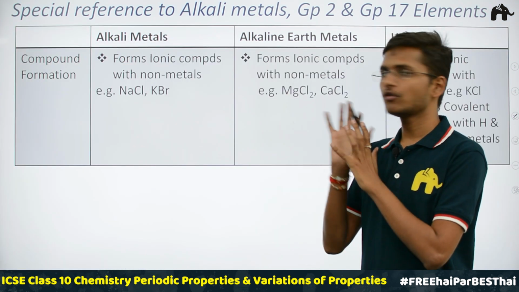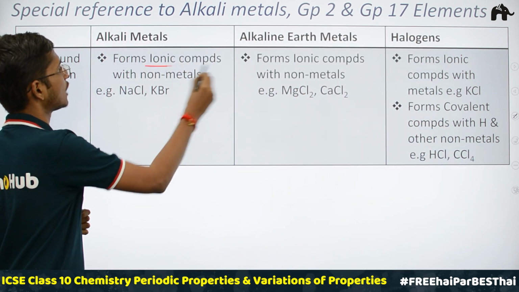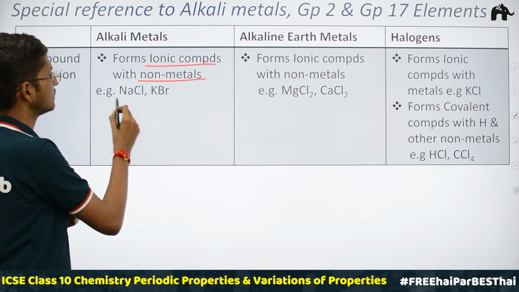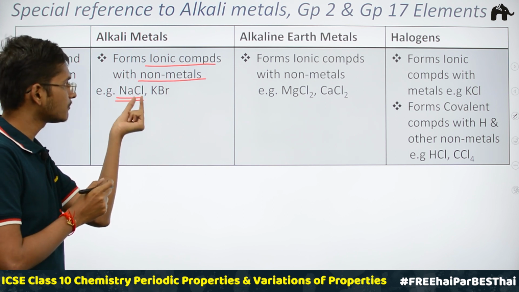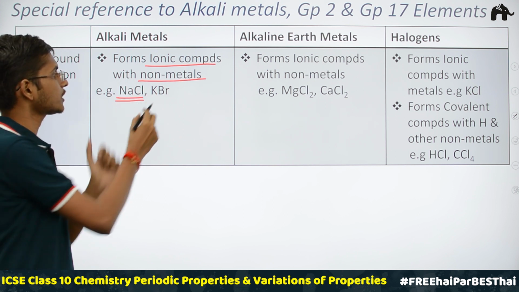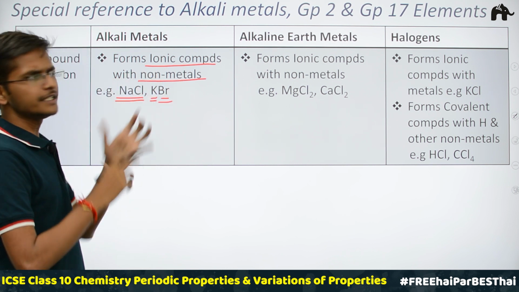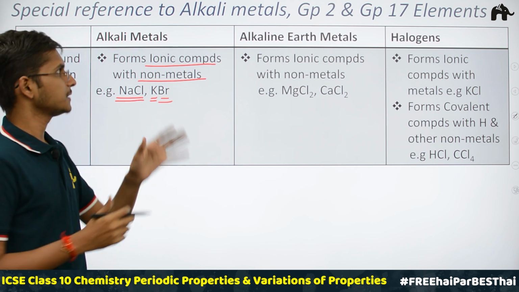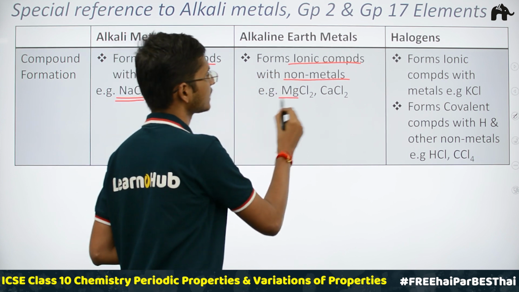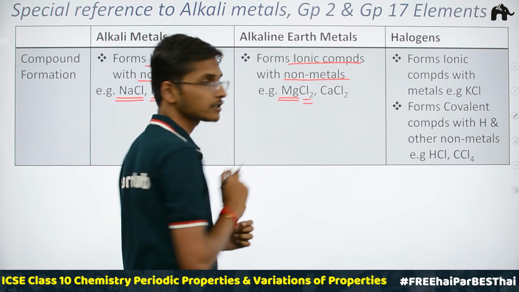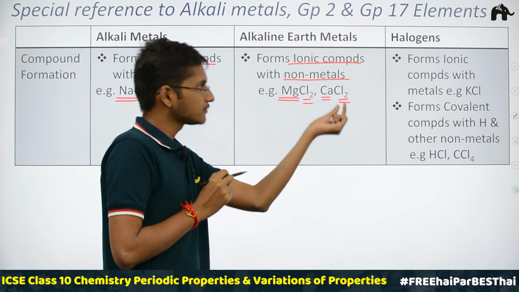Now let's see compound formation, the last property of these group elements. Alkali metals form ionic compounds with non-metals. For example, NaCl is an ionic compound, where the alkali metal sodium combines with the non-metal chlorine. Similarly, potassium combines with bromine. We will learn about ionic compounds in detail in the next chapter, so don't worry. Alkaline earth metals also form ionic compounds with non-metals, just like alkali metals. Magnesium forms an ionic compound with chlorine, and similarly calcium forms an ionic compound with chlorine.